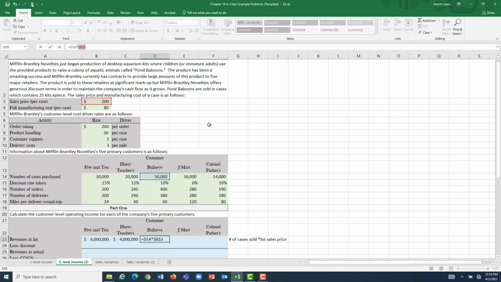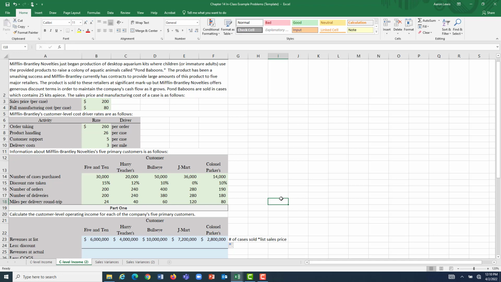F4, or maybe Fn+F4, will make it happen. You'll know it's correct when you get the dollar signs around the cell reference. And now it's telling us that when we fill handle, we want the first cell to change, but the second cell is absolute. It's always going to be that $200. And now I can use that fill handle for the rest of the calculations and determine that J-Mart, if they had paid the full $200 per case on the 36,000 cases that they purchased, would have caused us to generate revenues of $7.2 million. And Colonel Parker's buying 14,000 cases at $200 a pop. If they paid full price, our revenues from that customer would have been $2.8 million.